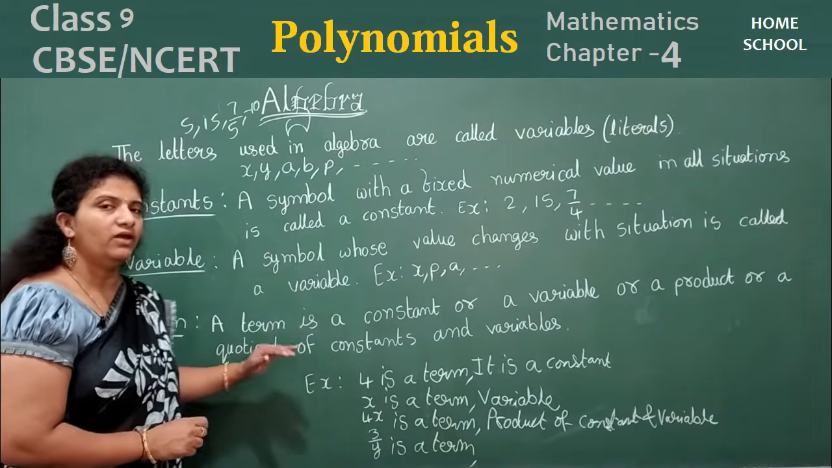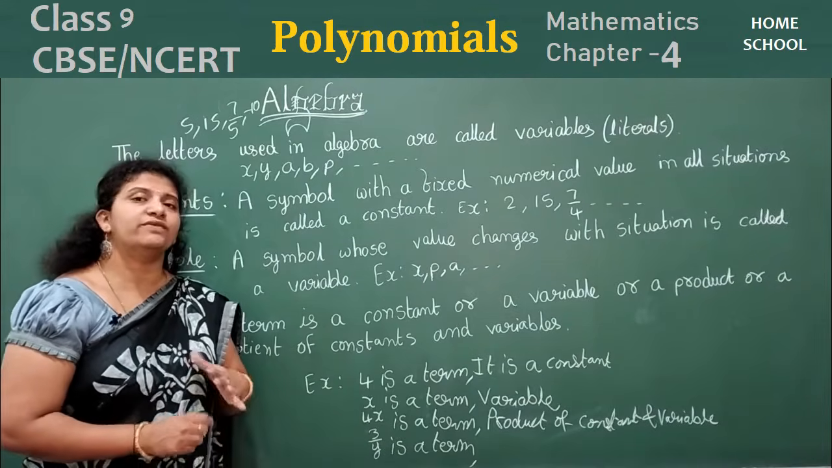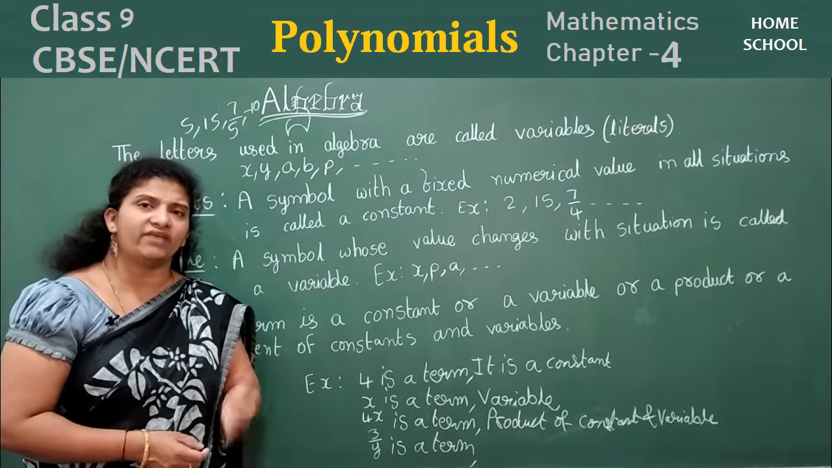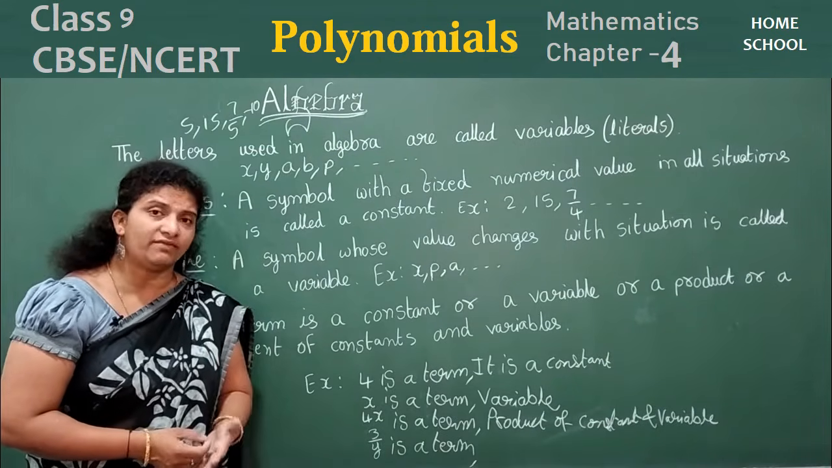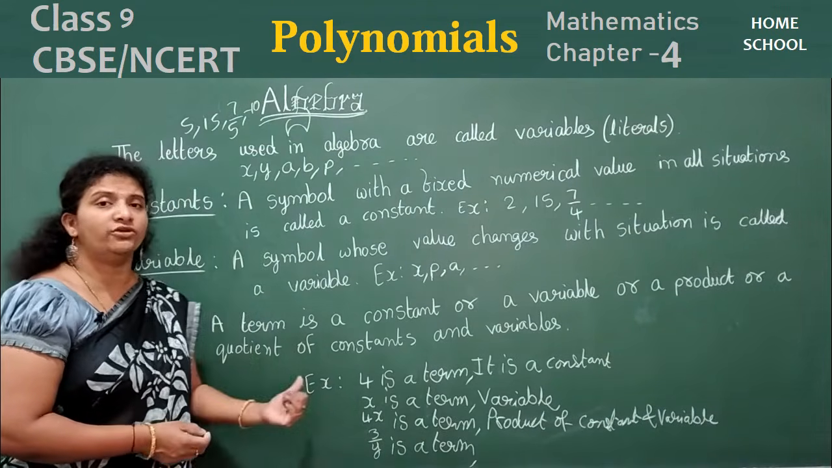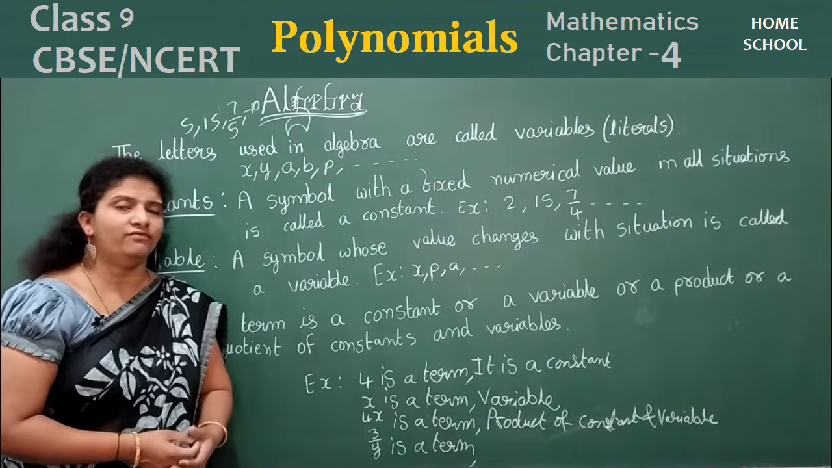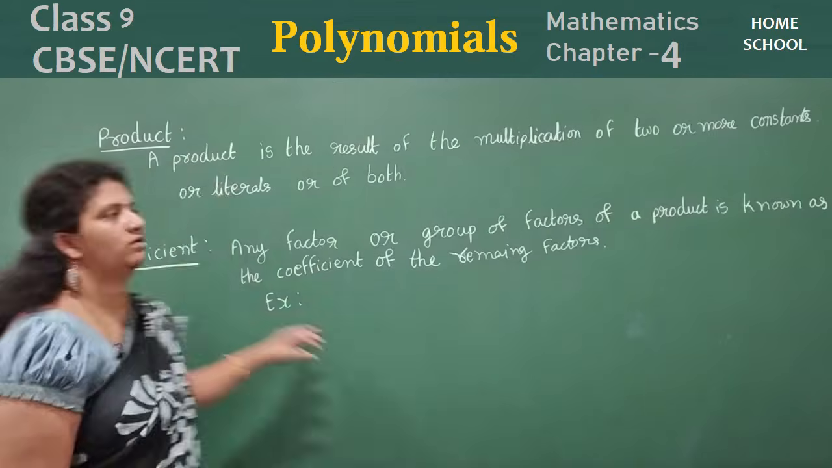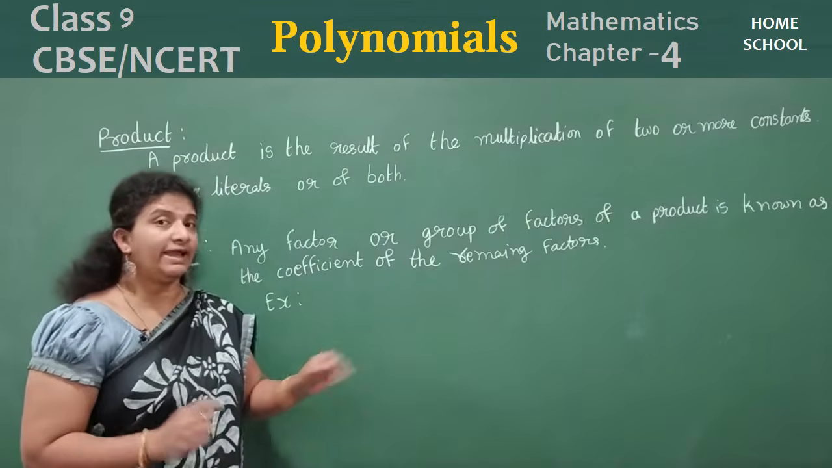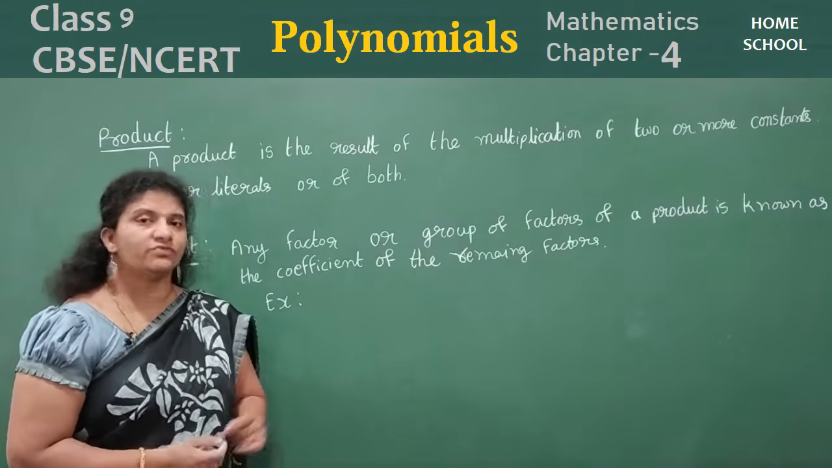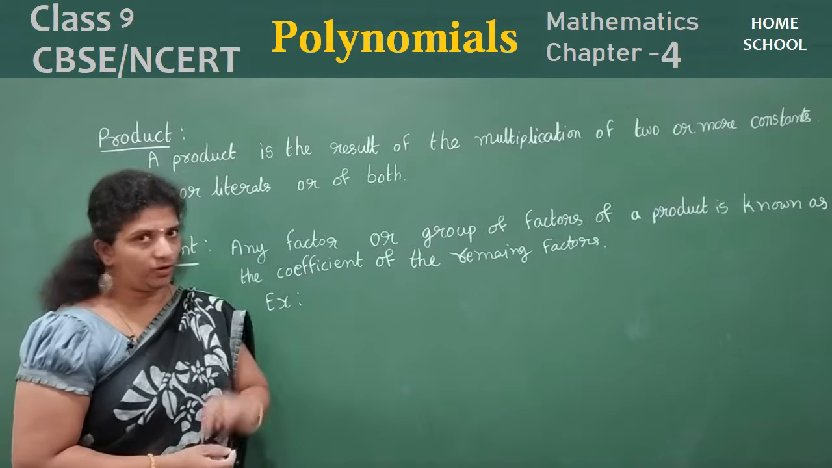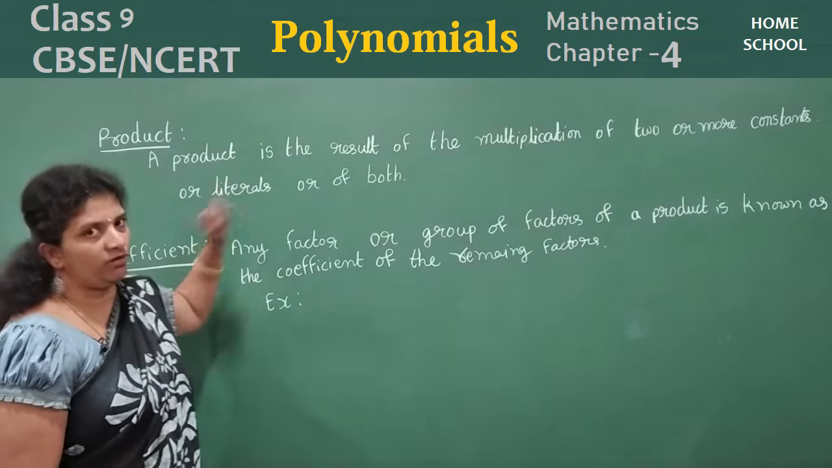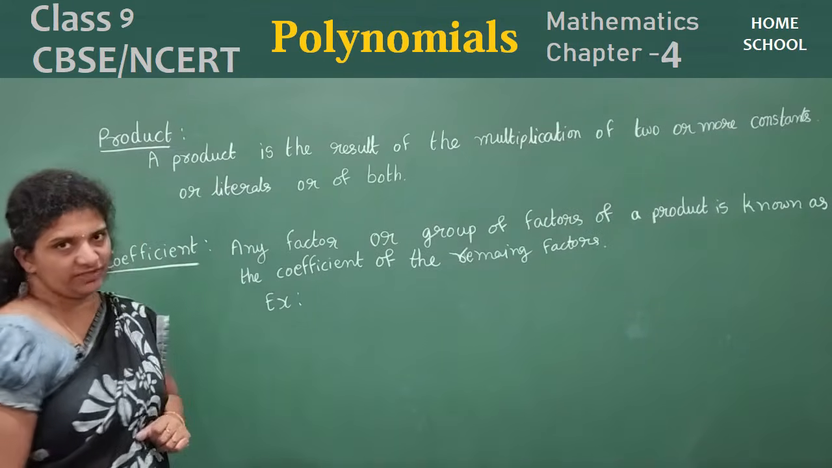Coming to term, which one do we call a term? A term might be a constant, it might be a variable, or a product of constant and variable, or the quotient of constant and variable. All these we call terms. Before seeing like terms and unlike terms, we need to know 2 points. What are the 2 points here, children? Product or factors, and coefficient.